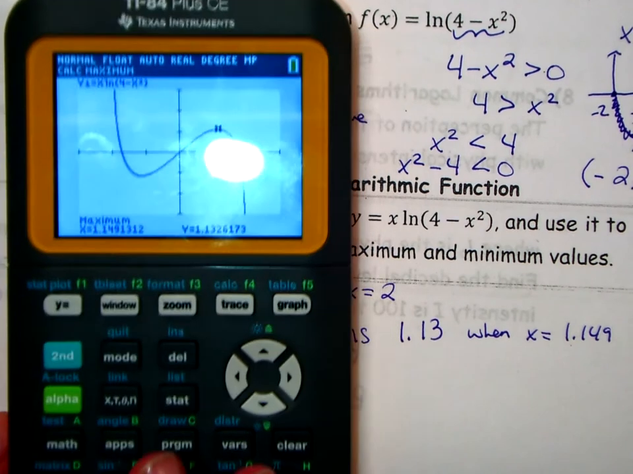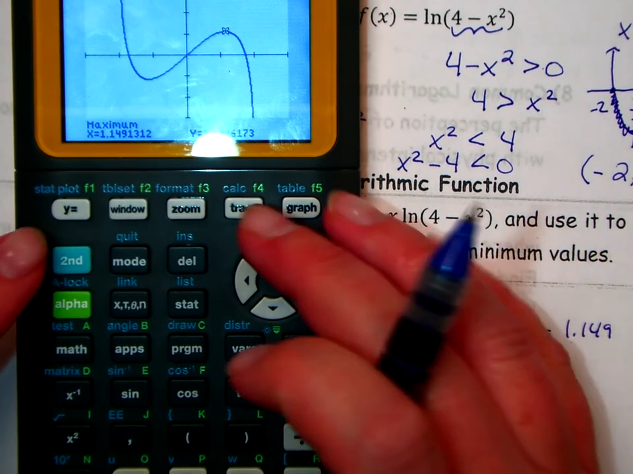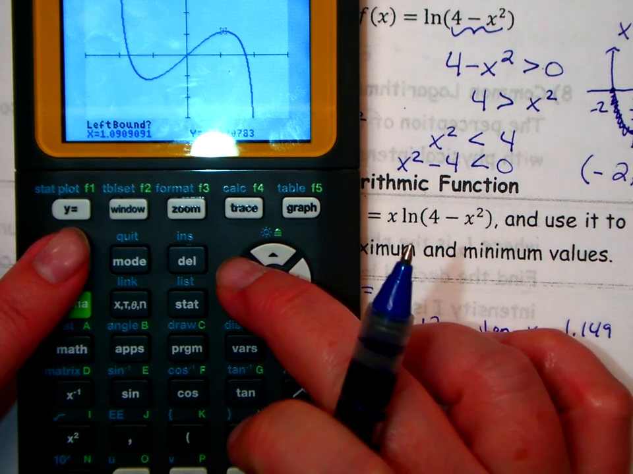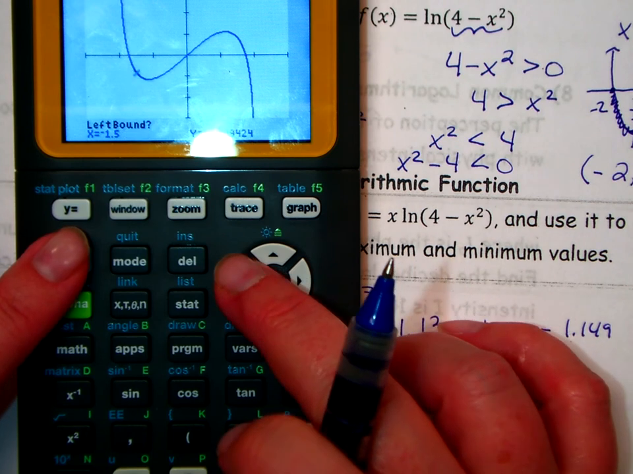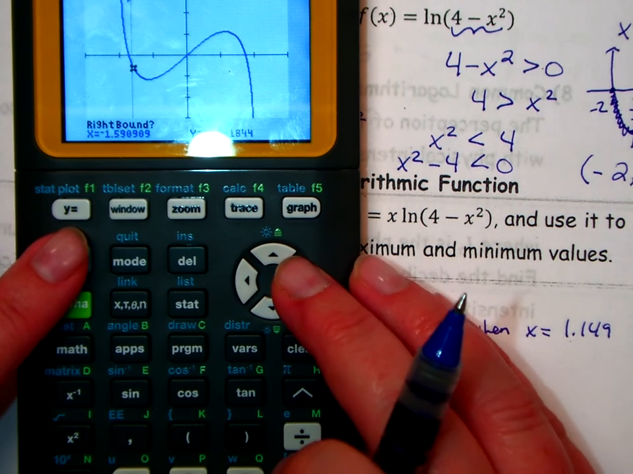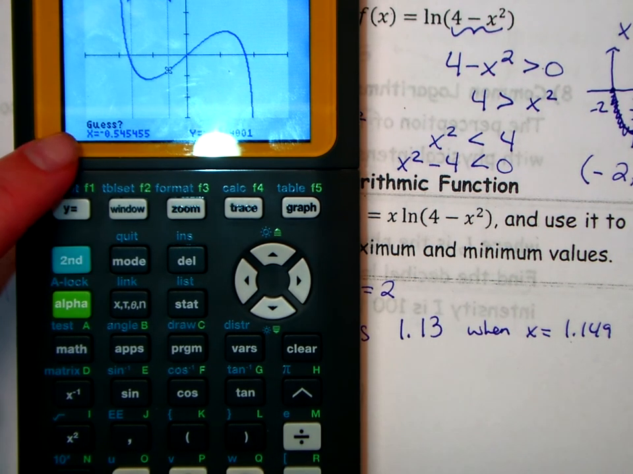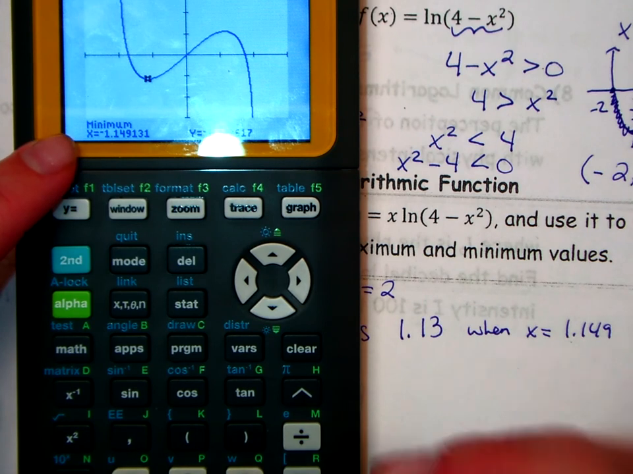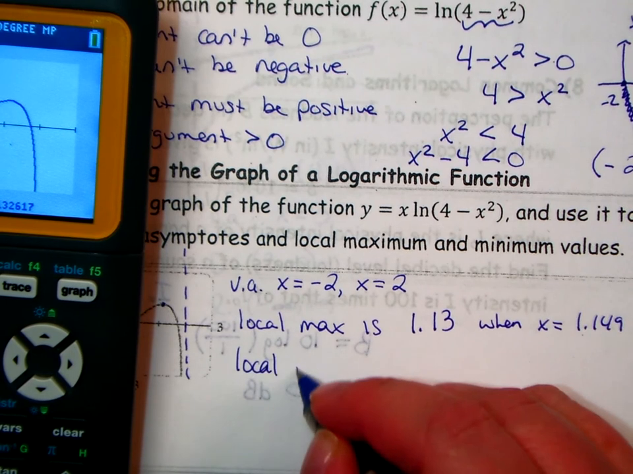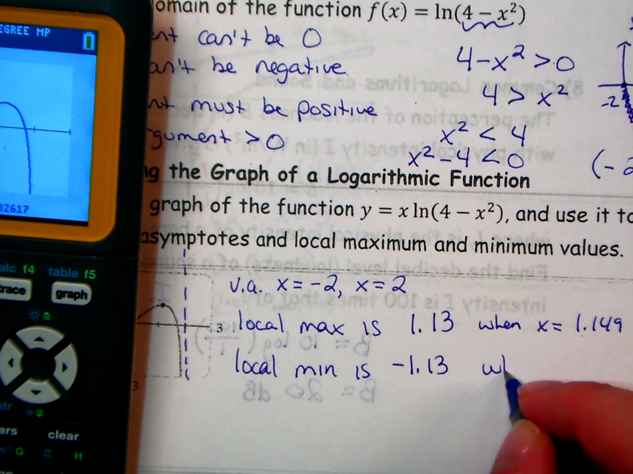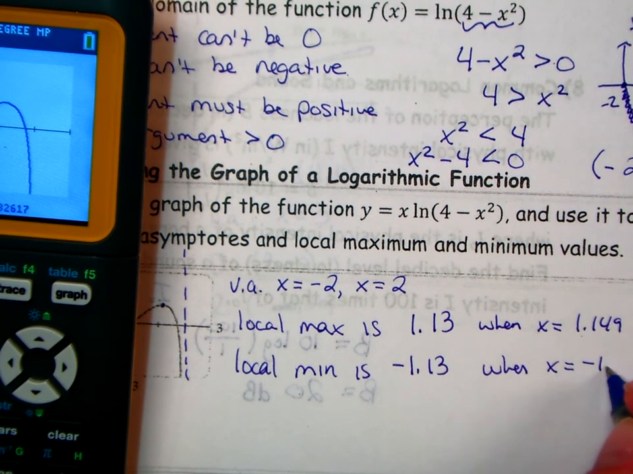So we're going to do that same process with the minimum. Calc, minimum. I'm going to move my cursor to the left-hand side of that minimum. Enter. Move my cursor to the right-hand side of the minimum. Enter. And then guess. Enter one more time, and it gets me a local min of negative 1.13 when x equals negative 1.149.